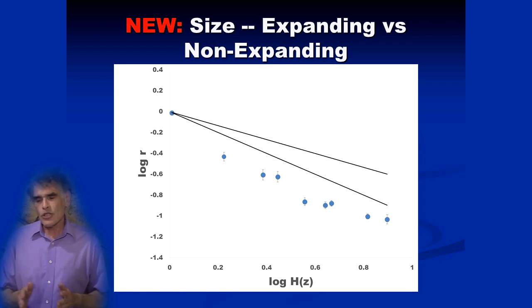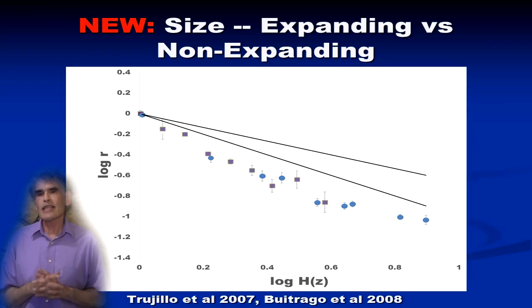Now, those are our data. Just recently, I looked at the data for elliptical galaxies. And this is not based on our data. This is based on the data of Trujillo and others. And if you plot elliptical galaxy size in the same way, you see that they fall, again, well outside the theoretical predictions. And they also seem to be sort of a curve.